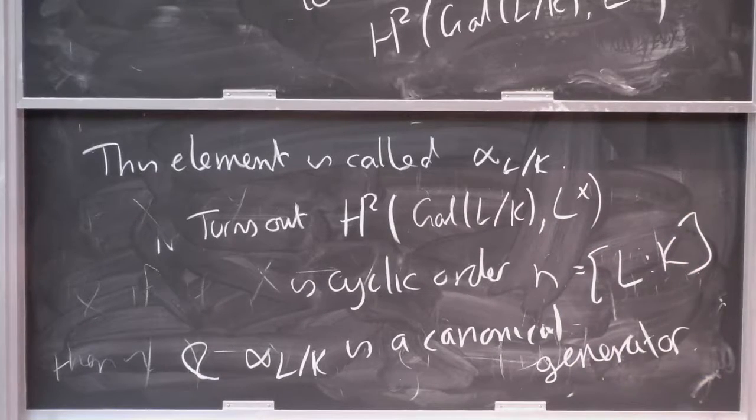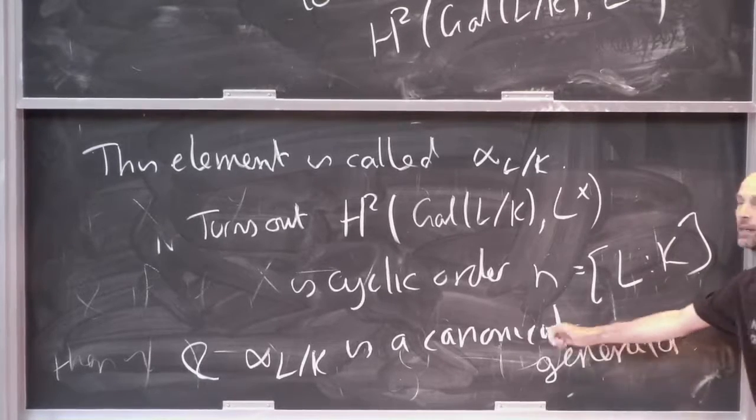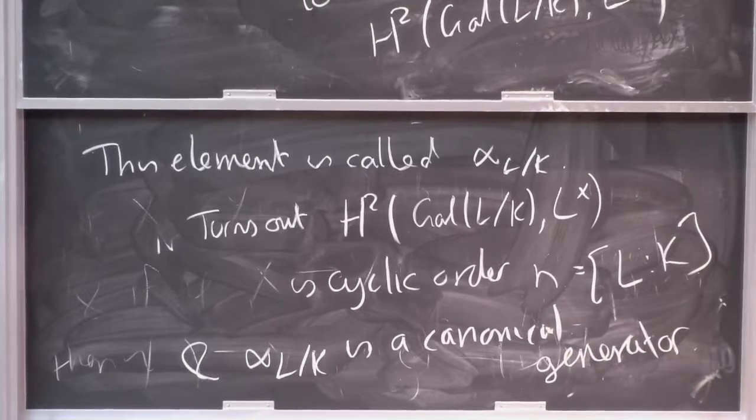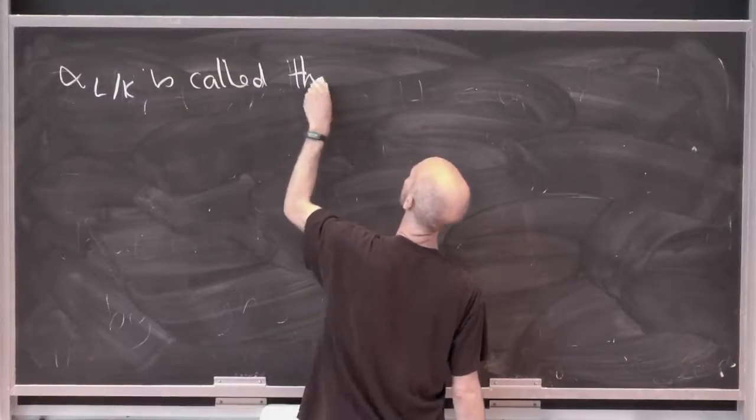So alpha L over K, which is just kind of dropped out of the sky, is some random thing, and it turns out to be the most... When you start talking about class field theory in terms of cohomology, it turns out to be somehow the fundamental construction, the fundamental object, which is going to prove all the theorems for you. So alpha L over K is called somehow the fundamental class.